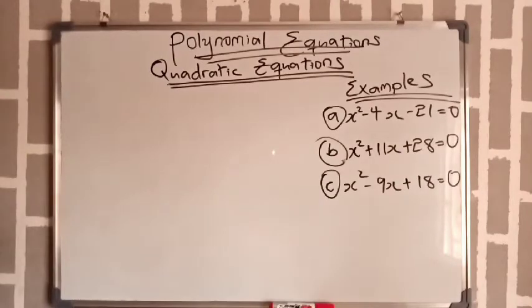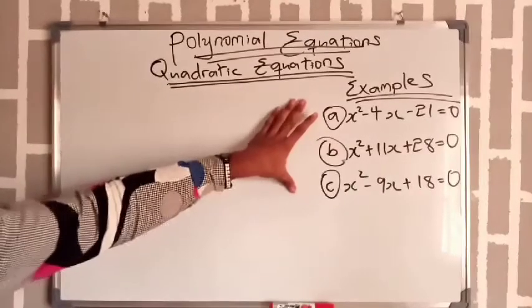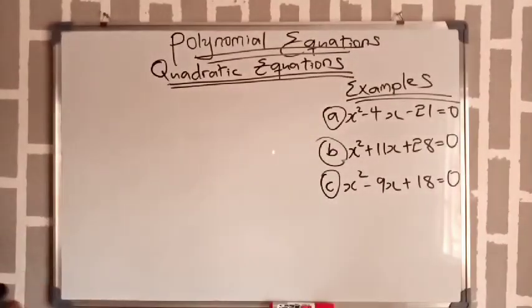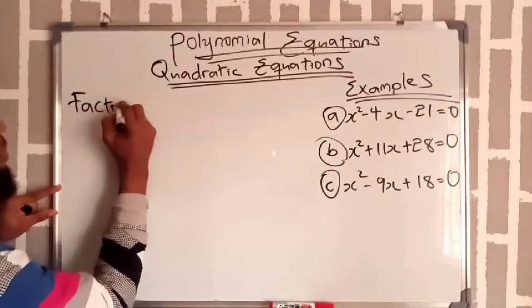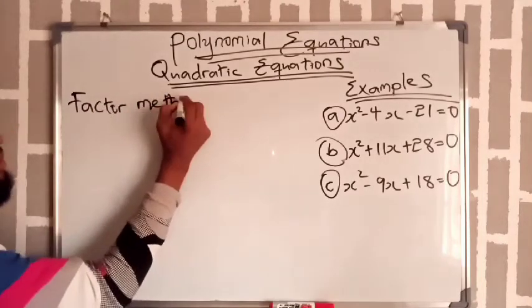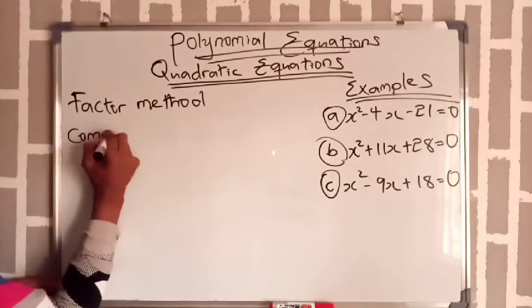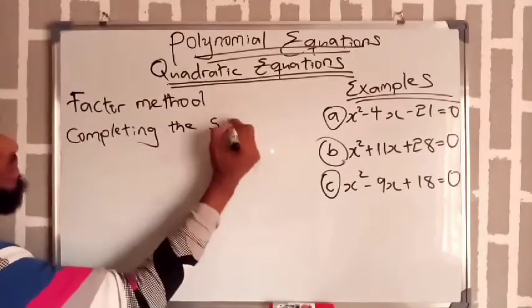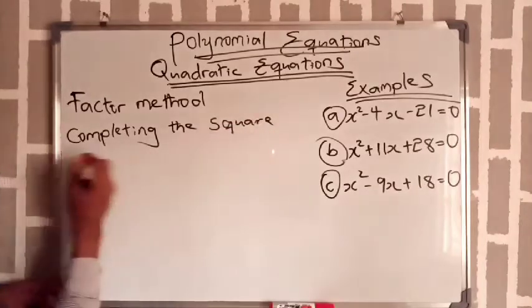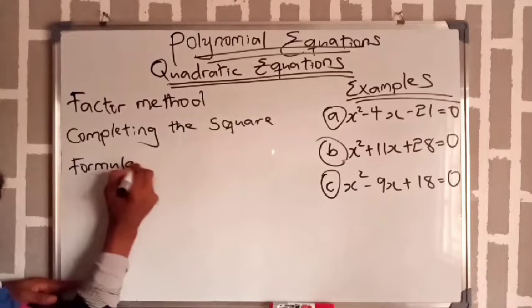So we take these basic examples. These are quadratic equations. There are three methods of solving them. In case you're taking notes, the three methods are: number one, the factor method; number two, completing the square; while number three is the formula method.